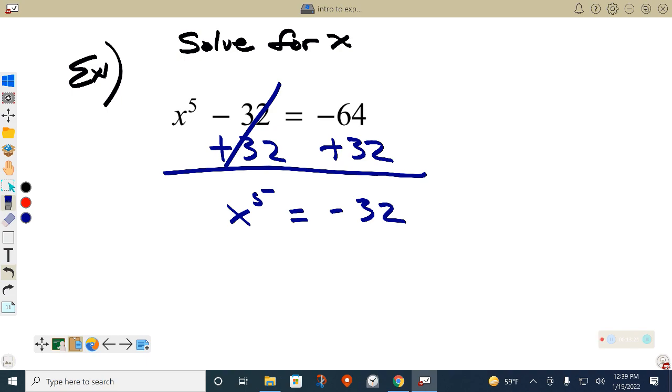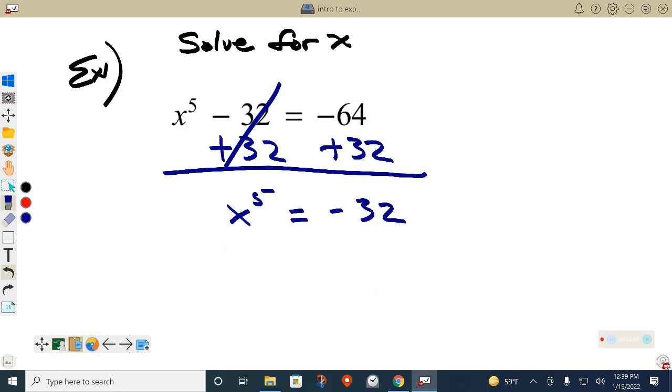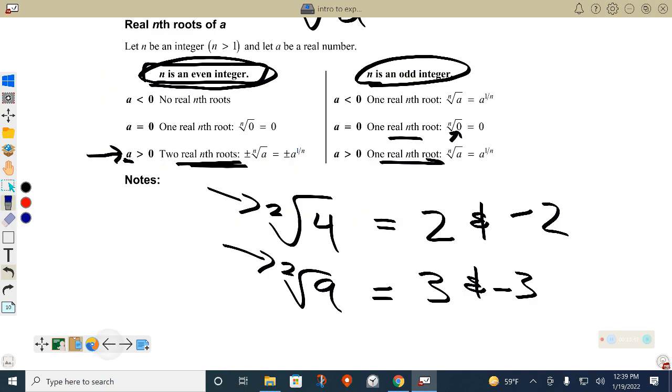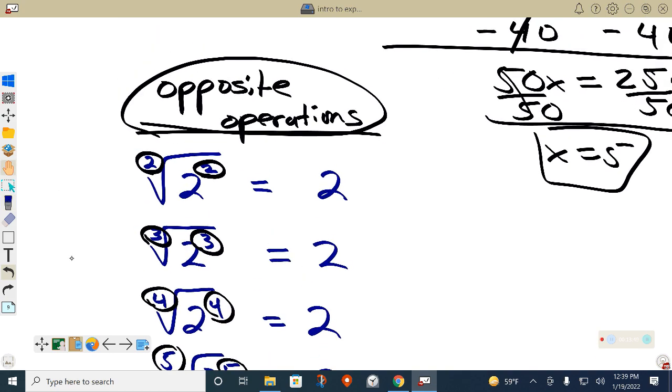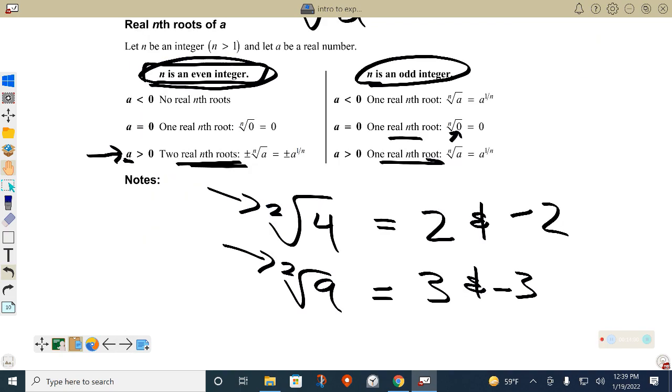I want to get x by itself. I see a fifth power. Help. What do I do? Give you a hint. Don't you gotta do the square root thing with a 5? Fonseca's on it. I'm gonna fifth root. Remember what we just talked about? Opposite operations. The opposite of fifth power is fifth rooting. Thank you, Fonseca. Rocking it.